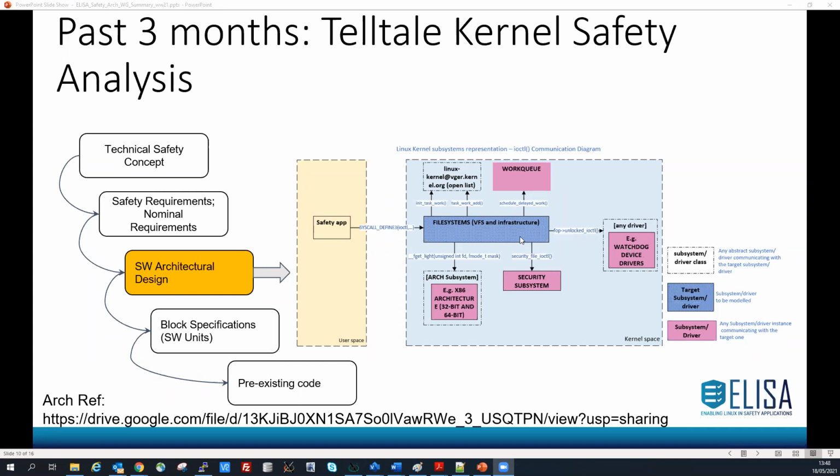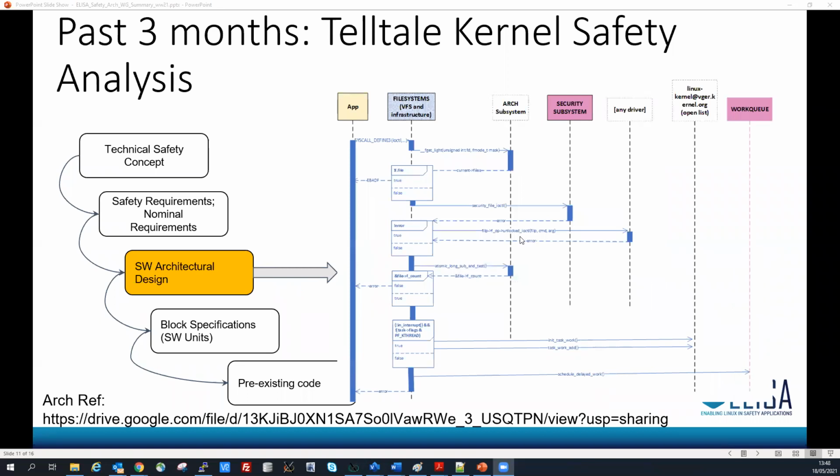We also have a sequence diagram to show the dynamic behavior. And you can see, again, the file system is the target subsystem here, and you can follow all the sequence of events. And this is to provide a software architectural design representation compliant with part 6.